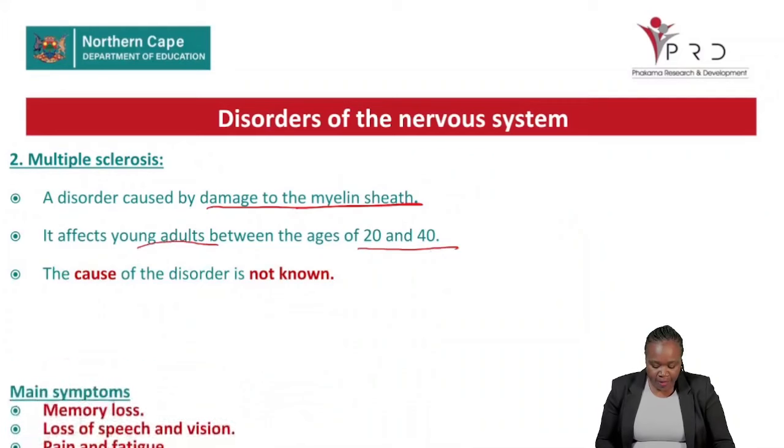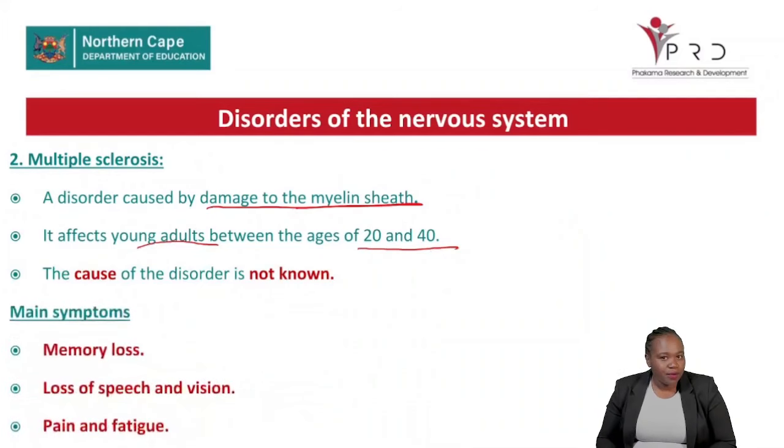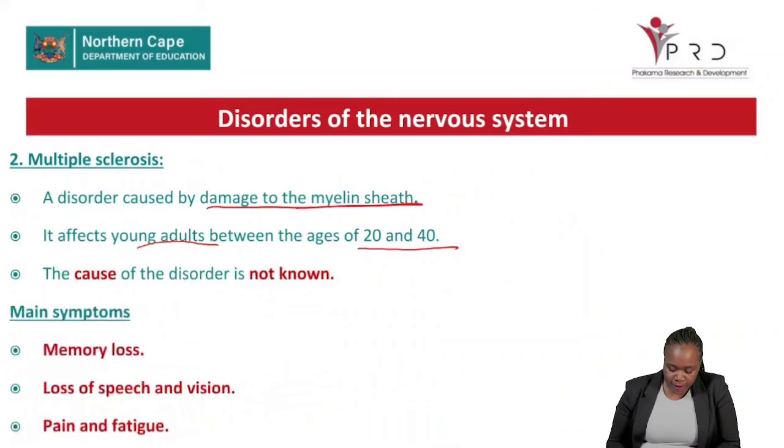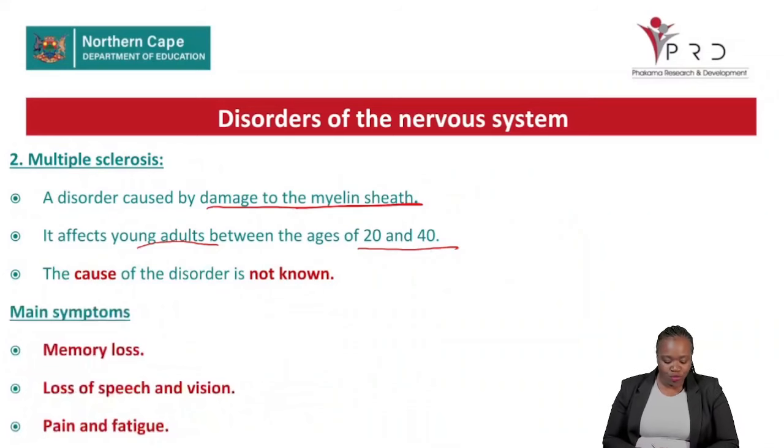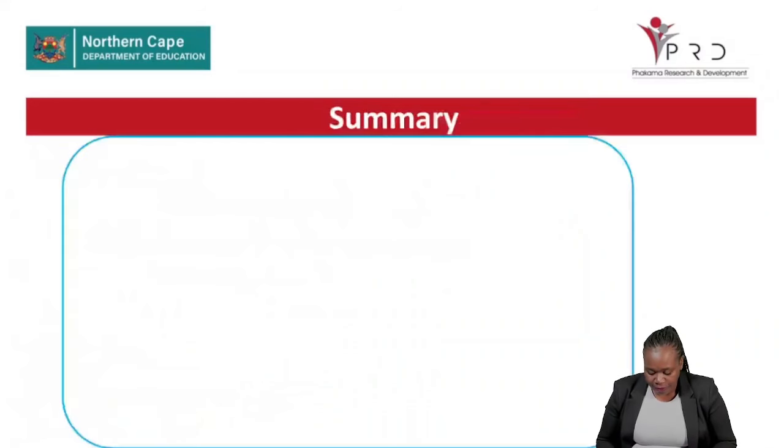And just like Alzheimer's, the causes of multiple sclerosis are also not known. And the symptoms are also similar here. We have memory loss, we have loss of speech and vision, and we also have pain and fatigue. Okay, so those are the 2 disorders of the nervous system that we can experience, right?